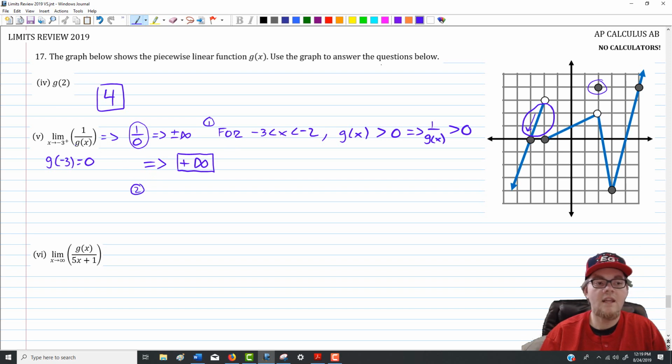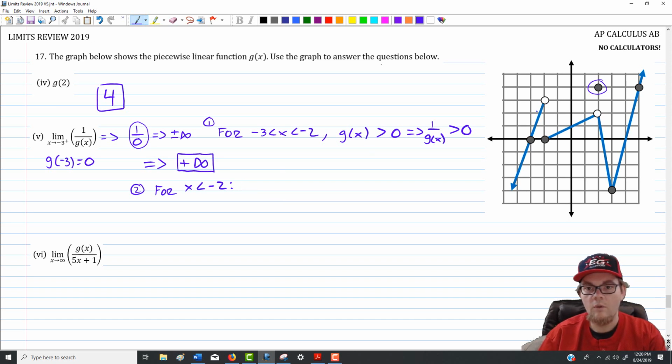A second approach would be to literally find the equation of g of x. Looking at g of x over in this chunk of the graph, we can see that there is a line segment there. So we could talk about what g of x's equation is for x values less than negative 2.